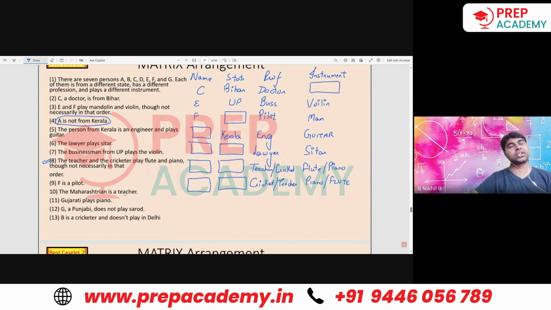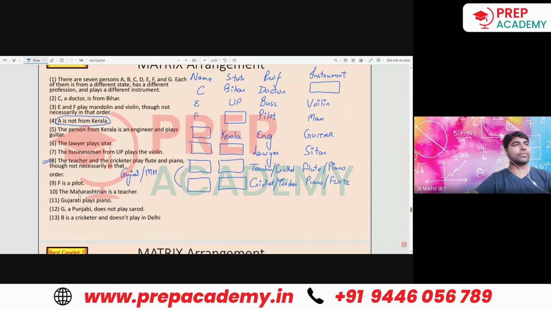The Maharashtrian is a teacher. So somebody who is from Maharashtra will be a teacher. We don't have exact data to fill, but we know somewhere here or here Maharashtra will come. Gujarati plays piano. So Maharashtra and Gujarat will come. Okay. G, a Punjabi, does not play sarod. So G has to be from where? The Gujarati plays piano. So Maharashtra and Gujarat will come here and here.